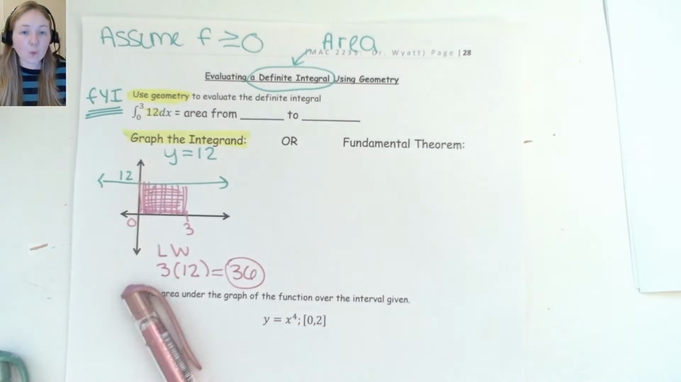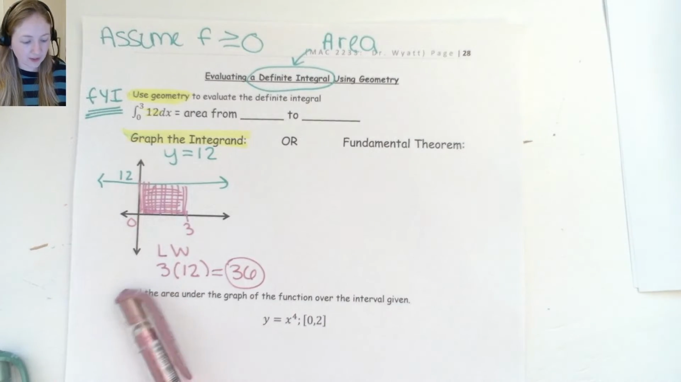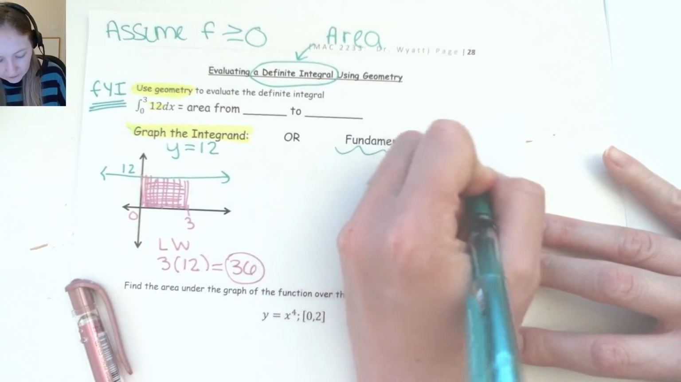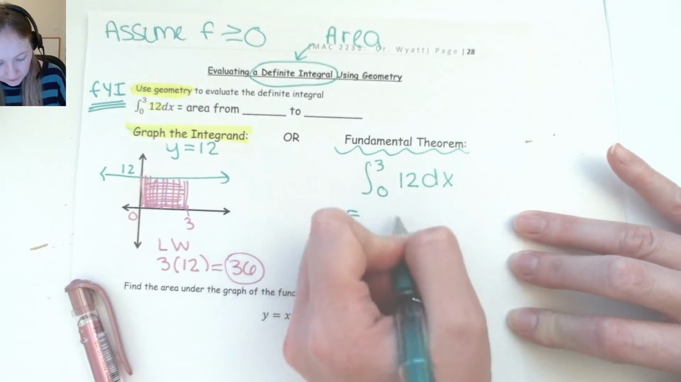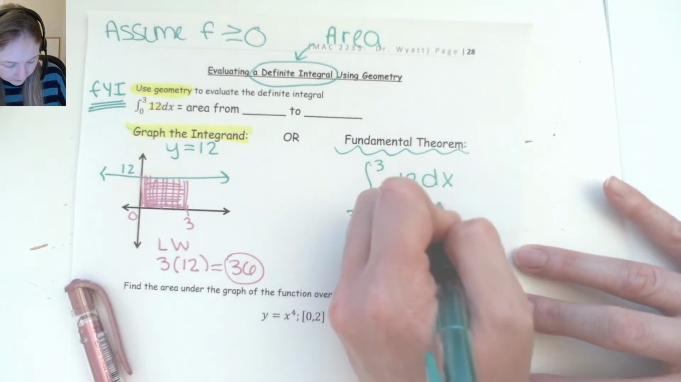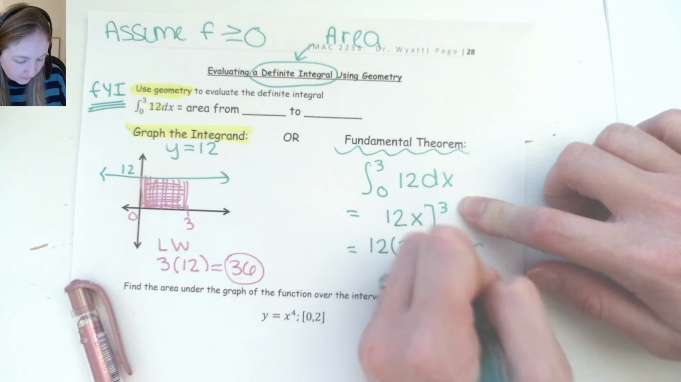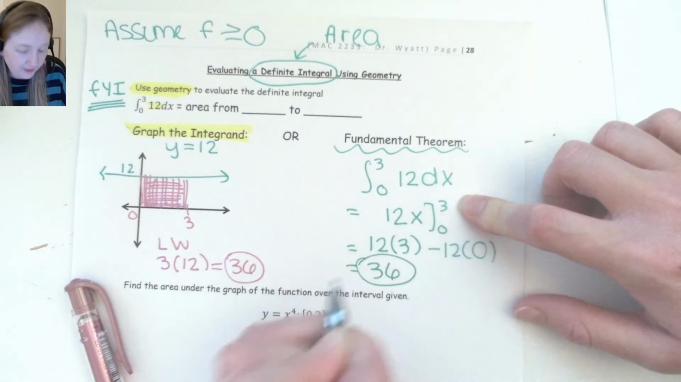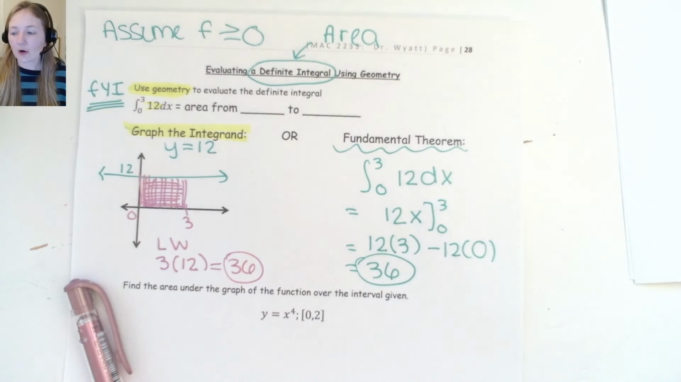Now, the reason why I said the geometry part is not going to be required is because technically we now have the fundamental theorem of calculus. And remember, the fundamental theorem of calculus says we use our rules. So the 12 would become a 12x. And then we plug in the upper bound minus the lower bound. And you'll notice that when you plug in upper minus lower bound, you get the same answer. You get the 36. So it doesn't matter to me if my student works through it graphing the integrand or using the fundamental theorem, you are going to get the same answer.